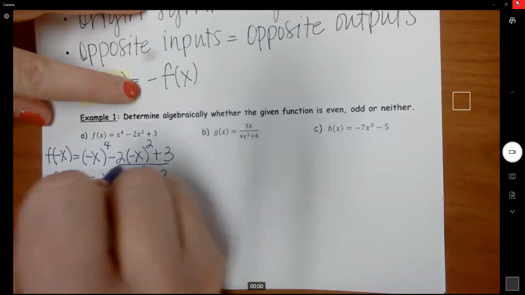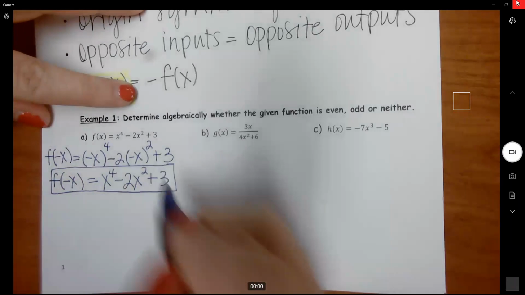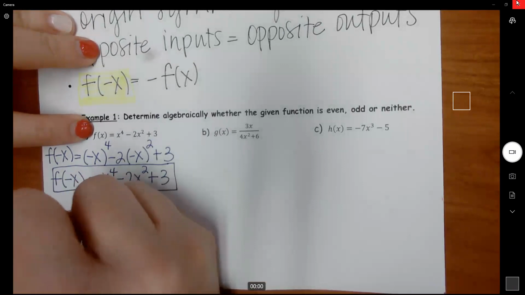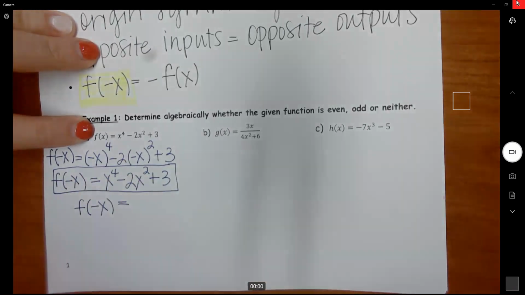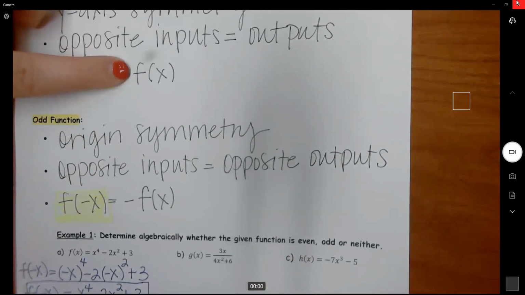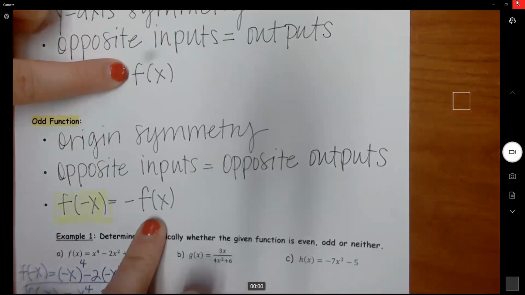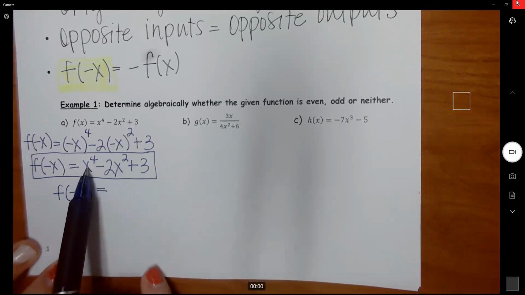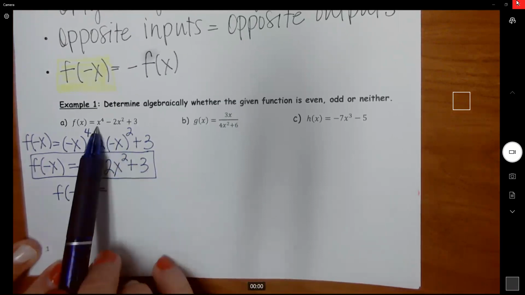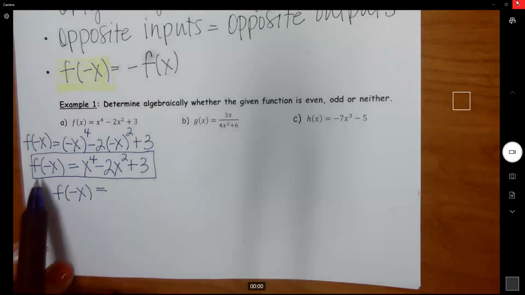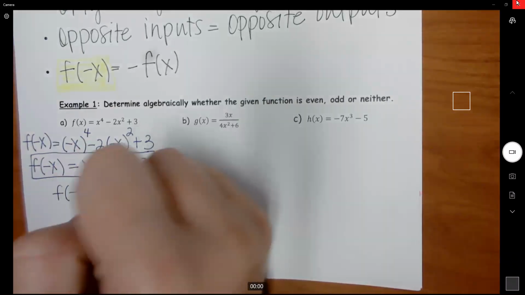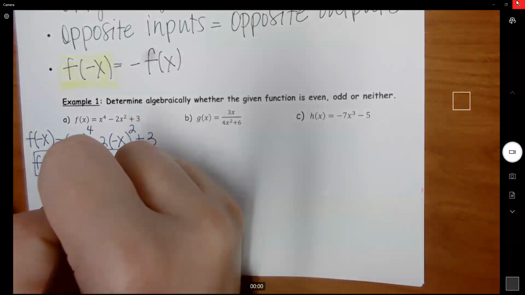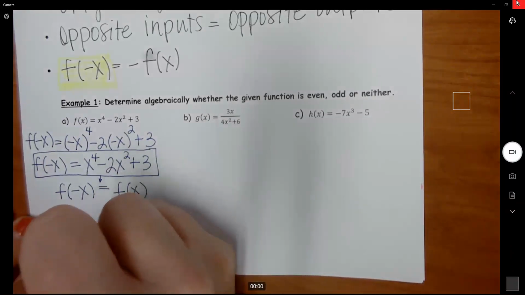So when I look at this, I need to compare it to my original f of x. When I put in a negative x, does it equal my original, or the opposite of my original, or neither? Well, I can see here that x to the 4th minus 2x squared plus 3 is the exact same thing as my function. So here, when I put in a negative x, it came out to the original. When this happens, that makes this an even function.